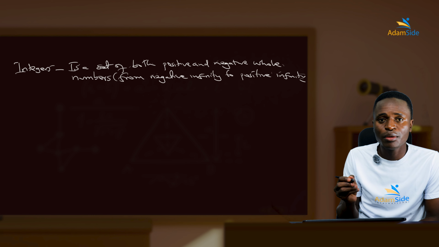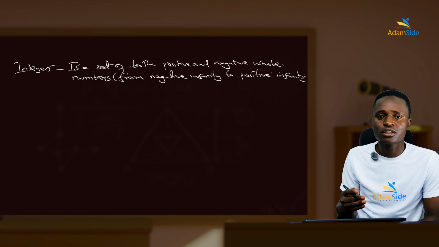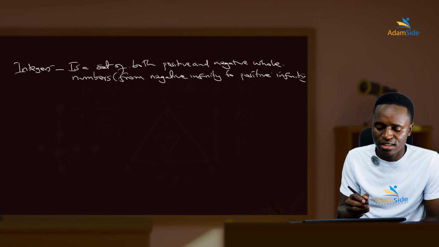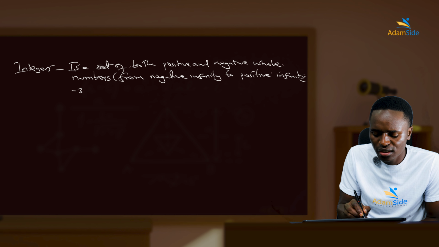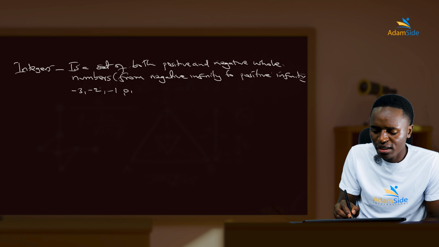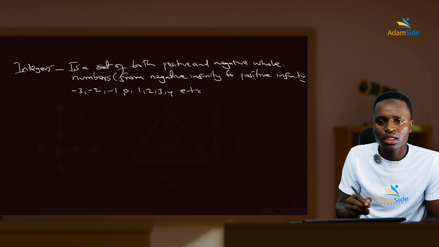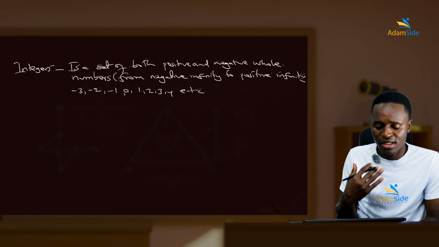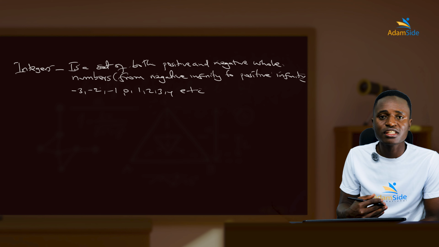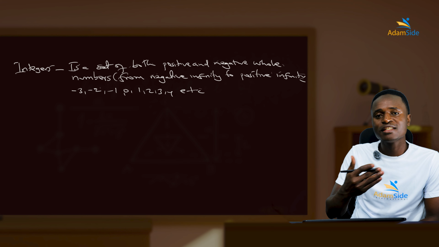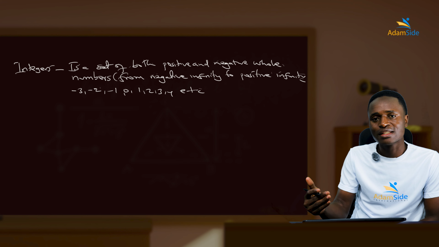So for you to be able to understand well the topic of integers, you need to understand whole numbers. We know whole numbers are like -3, -2, -1, 0, 1, 2, 3, 4, and so on. That's it. So integers are a set of both positive and negative whole numbers from negative infinity to positive infinity. That's it.